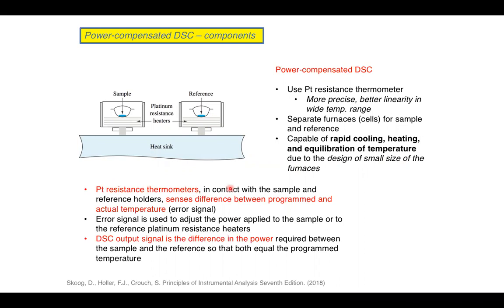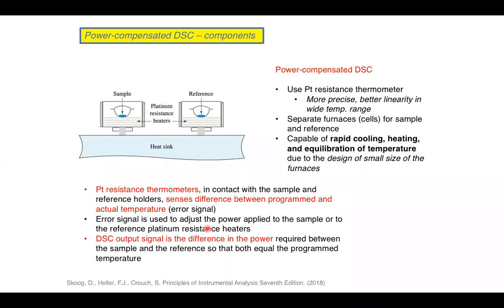Platinum resistance thermometers are in contact with the sample and reference holders, and these sense the difference between the programmed and actual temperature. So this is the error signal. The error signal is used to adjust the power applied to the sample or to the reference platinum resistance heaters, and the DSC output signal is the difference in the power required between the sample and the reference so that both equal the programmed temperature.